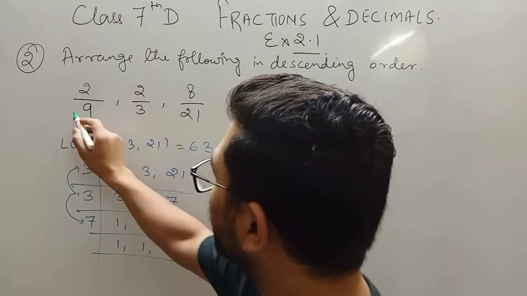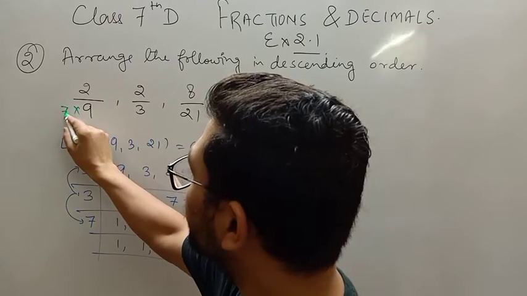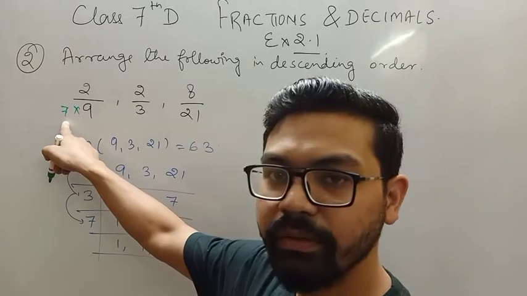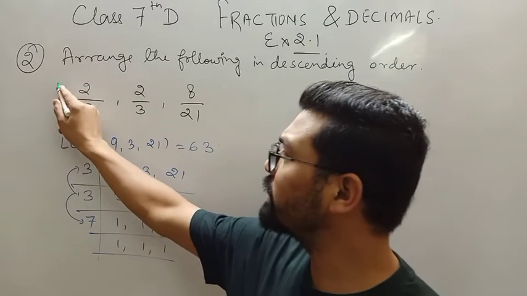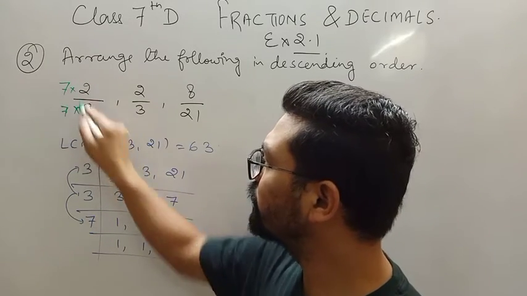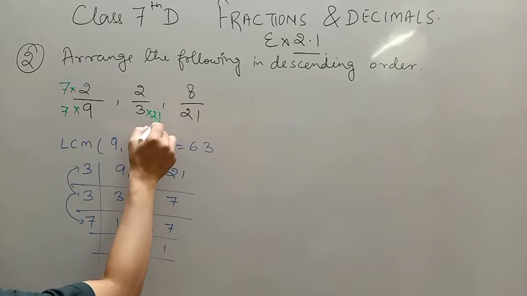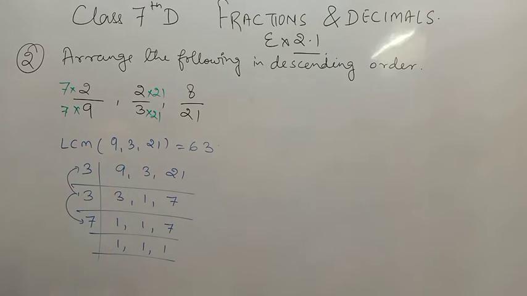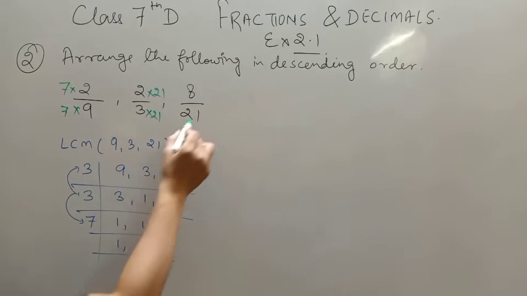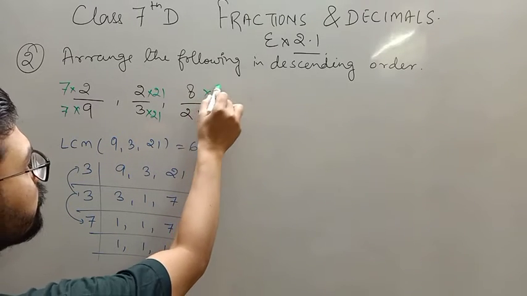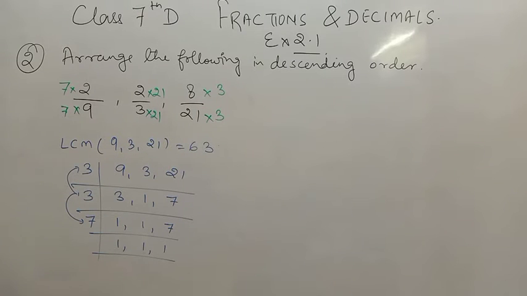9 7s are 63. If I multiply 7 with the denominator, I need to multiply this 7 with the numerator also. Any doubt? Similarly, 3 21s are 63, so I need to multiply 21 with the 2 also. Similarly, 7 3s are 21, 21 into 3 is 63, so I need to multiply 3 with the numerator also.